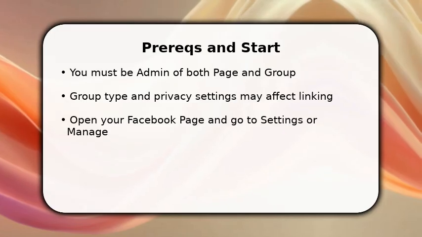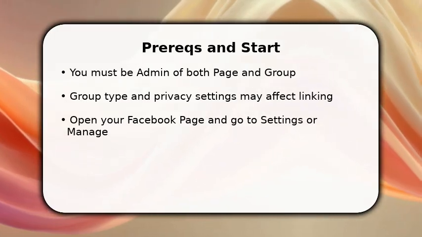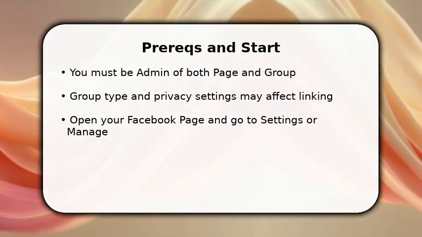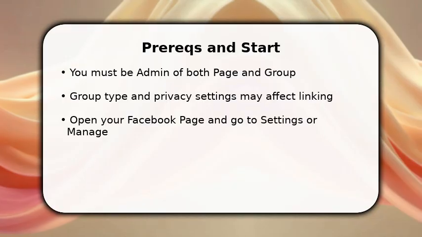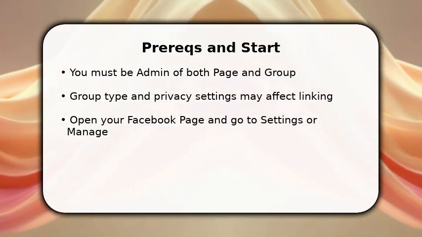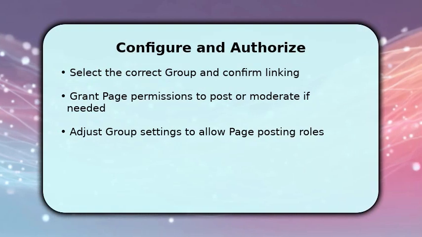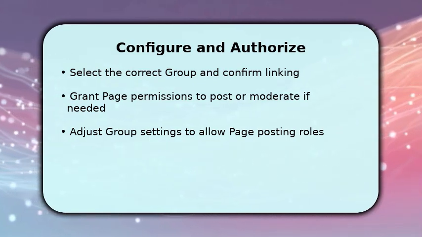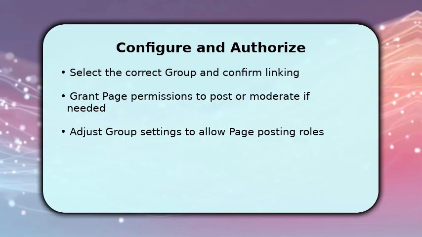Click Add Group and search for the group name or paste its URL. Make sure the group appears as selectable. If you don't see it, double-check membership and group privacy because closed settings can block selection. Once you select the group, Facebook will prompt for permissions and role confirmations. Accept these to let the page post or moderate.